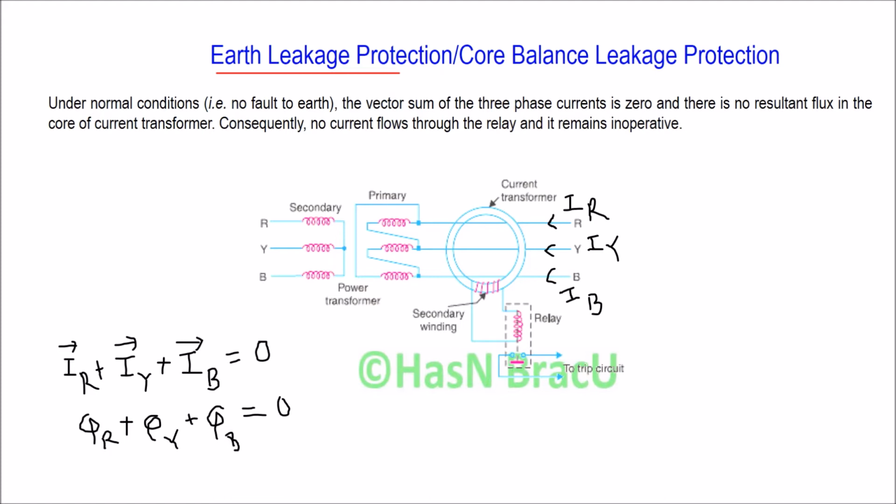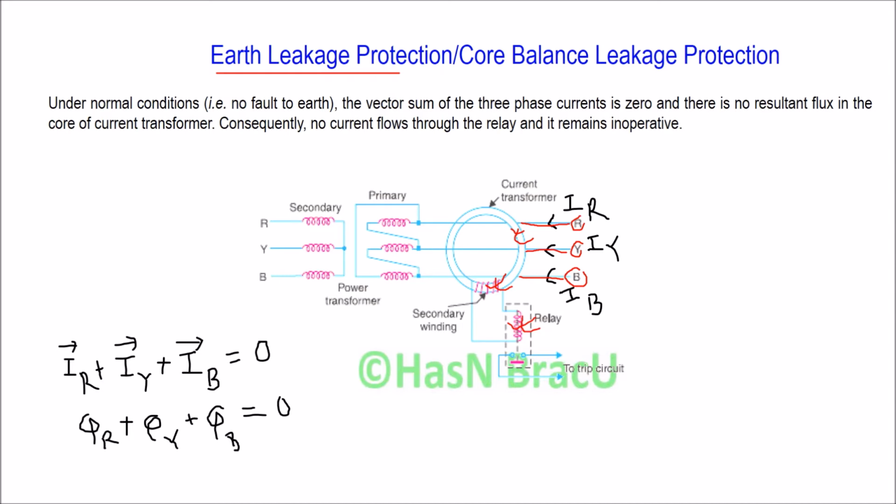So this is R phase, this is Y phase, and this is B phase. So these three phase lines of primary winding are taken through the core of a current transformer. This is the core of a current transformer. This current transformer carries a secondary winding. The operating coil of a relay is connected to this secondary winding.